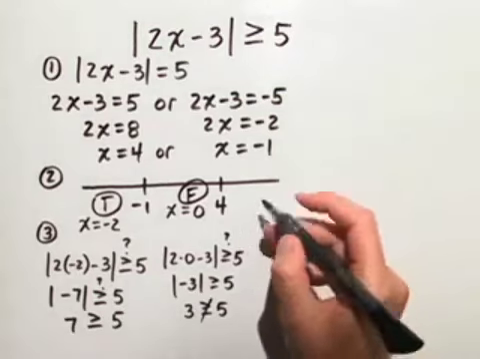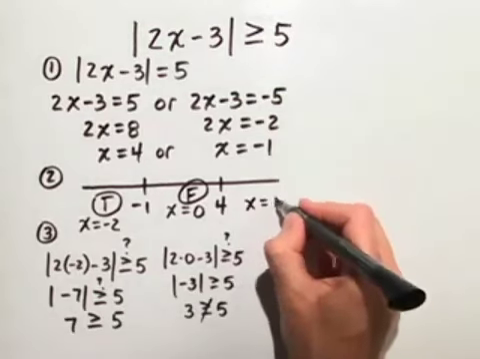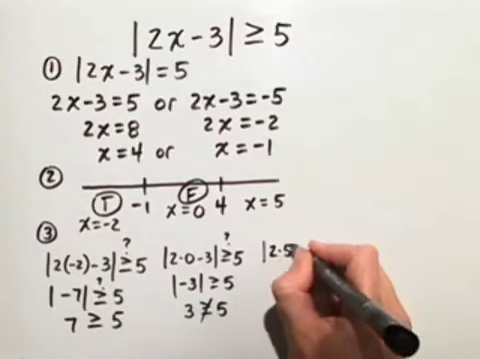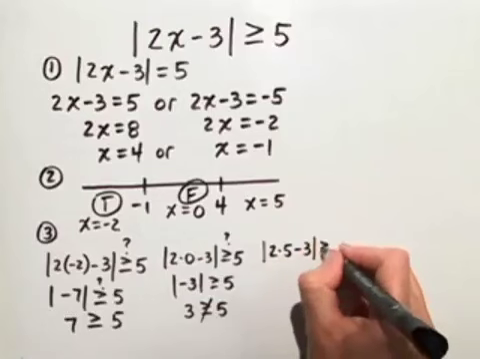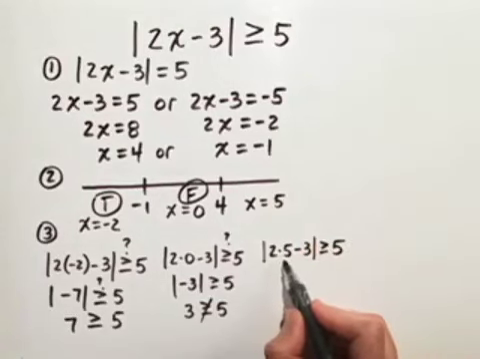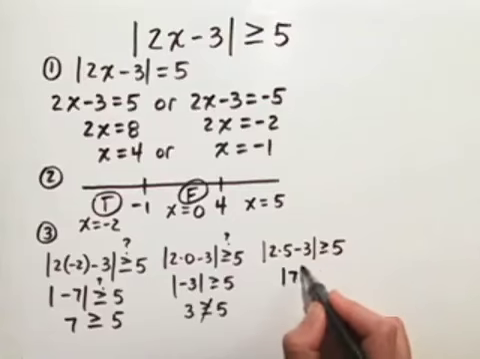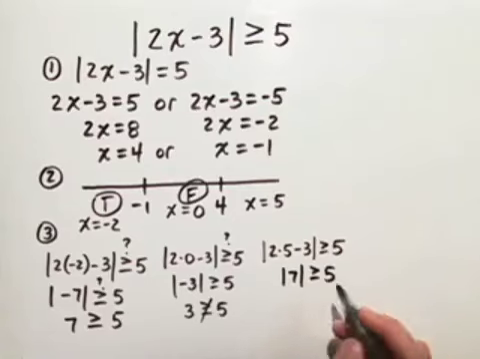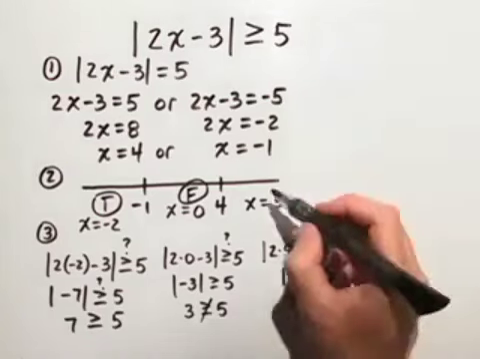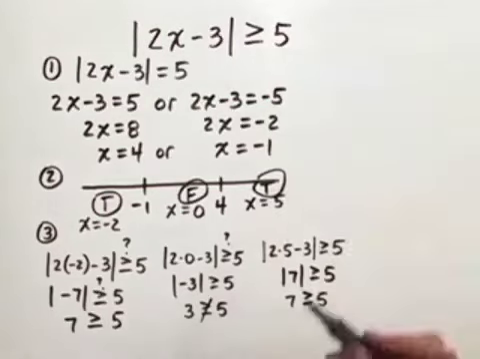Finally, we'll choose a value to the right of 4. Let's let x equal 5. Again, we'll substitute. Is the absolute value of 2 times 5 minus 3 greater than or equal to 5? We have 10 minus 3, so the absolute value of 7 is greater than or equal to 5? Sure, that's true. 7 is greater than or equal to 5, so on the third interval, it provides a true statement.